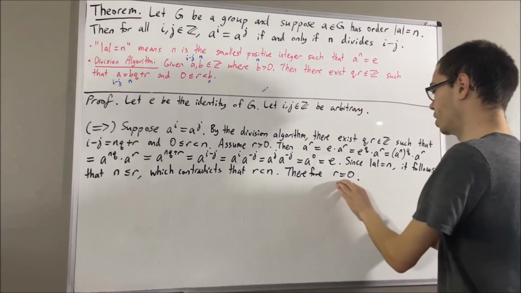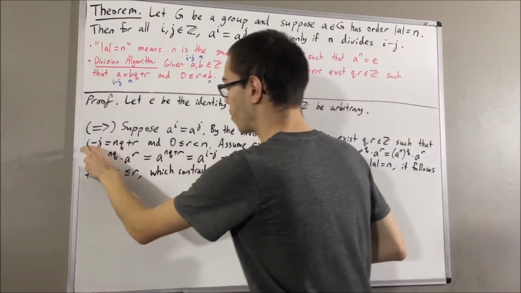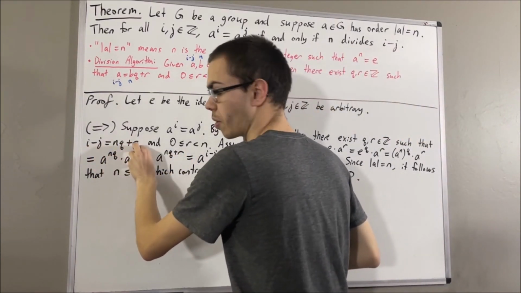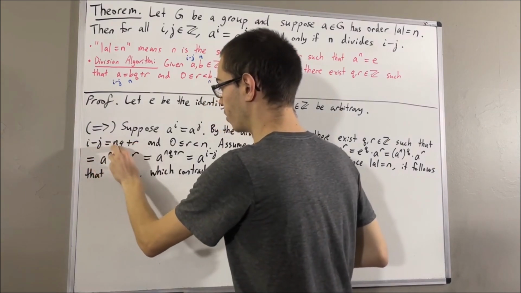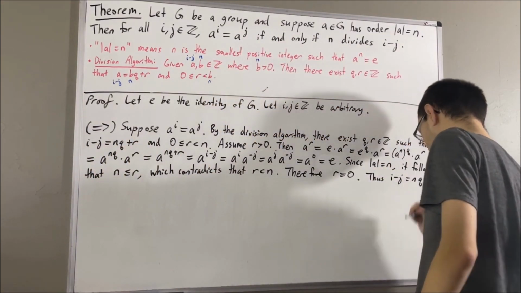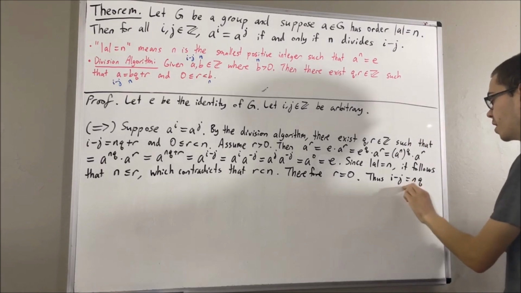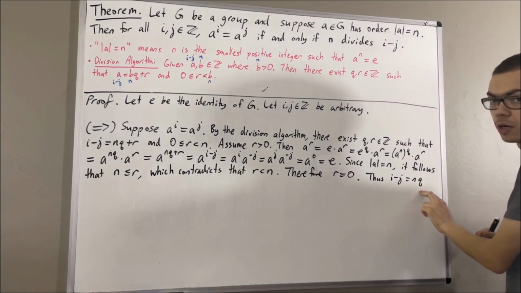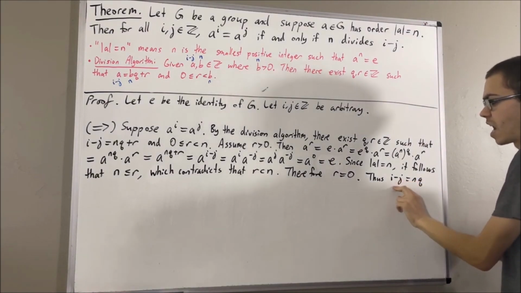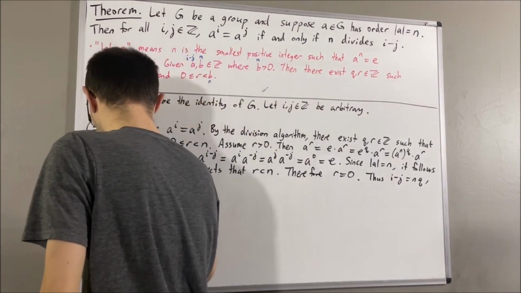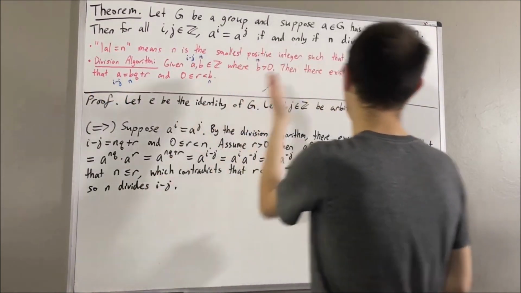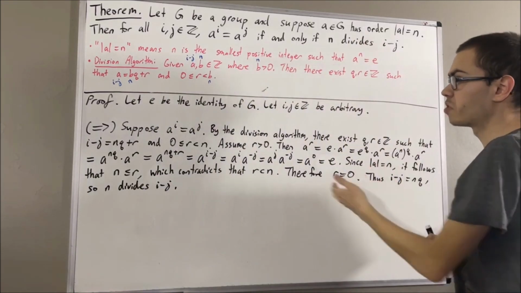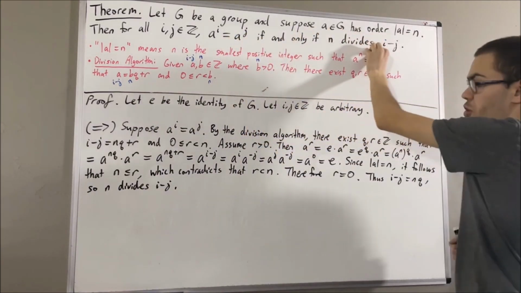And now that we know r is equal to 0, this tells us i minus j is equal to nq plus 0, or in other words, i minus j is equal to nq. And so we see that i minus j is equal to n times some integer. So n divides i minus j. And that is exactly what we wanted to show. So we have shown if this is true, then this is true.